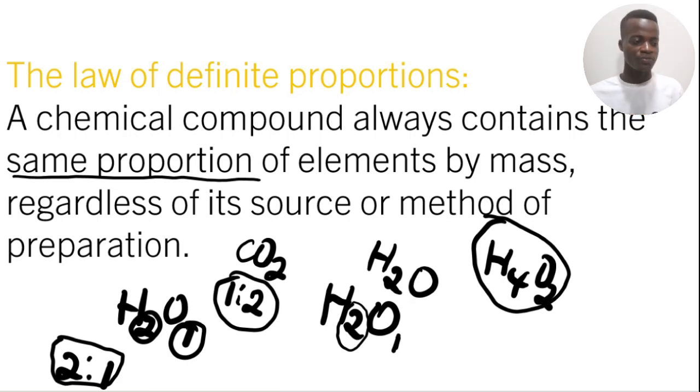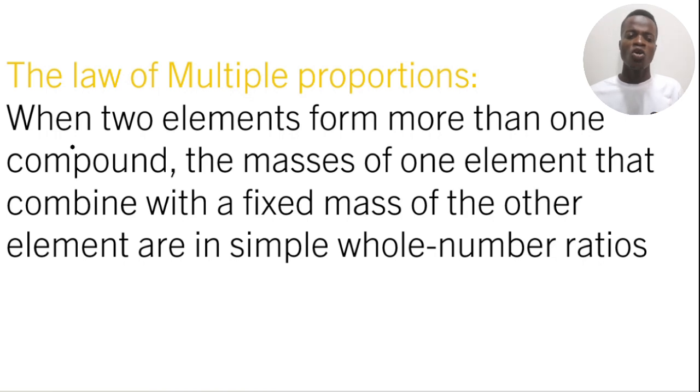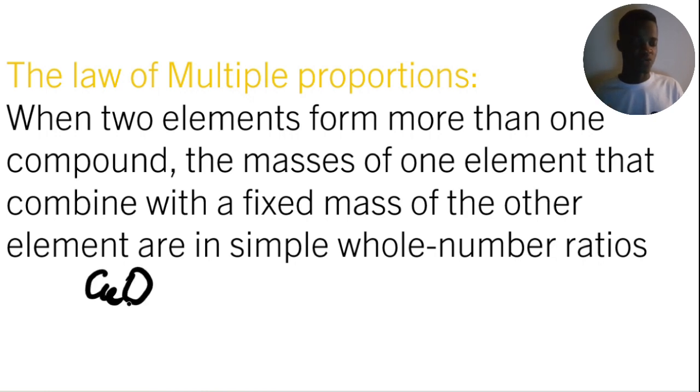Let's look at another law. The law of multiple proportions applies when 2 elements form more than 1 compound. An example of compounds that I will use for this case will be CuO and Cu2O. We have CuO and then Cu2O. These are the examples that we are going to use.